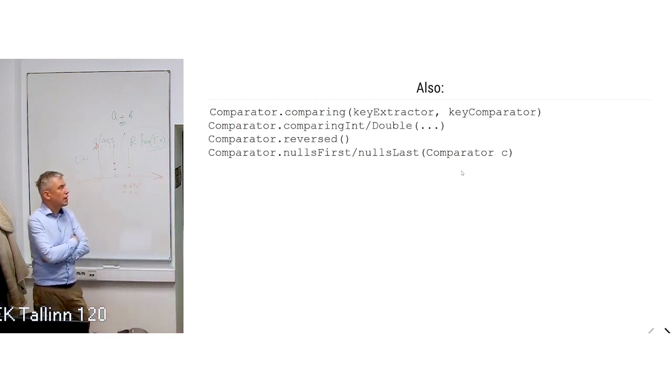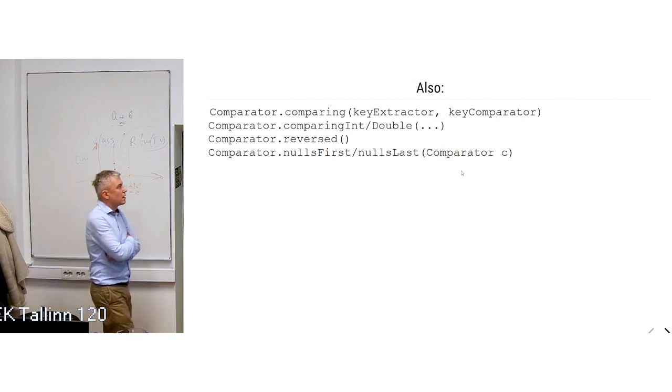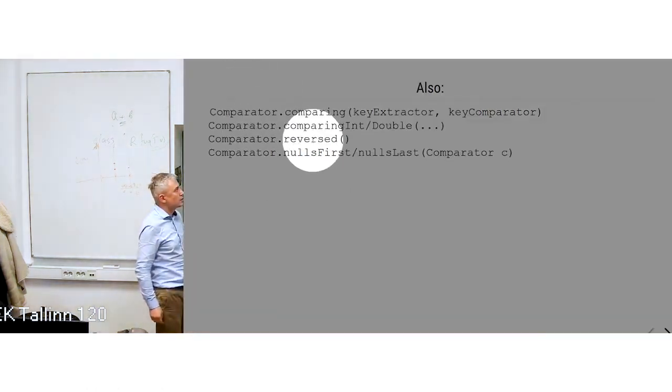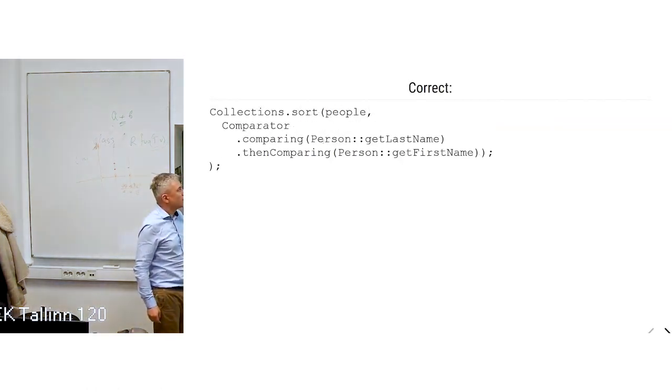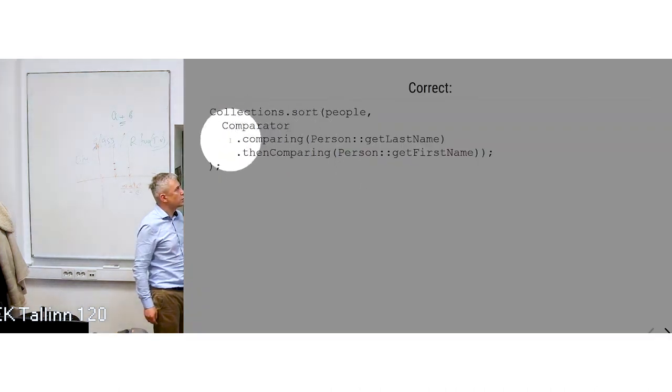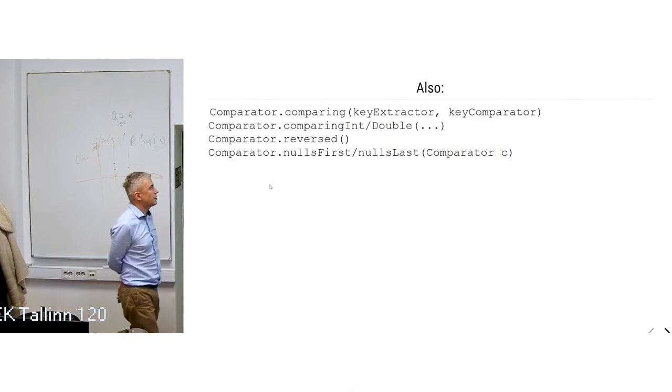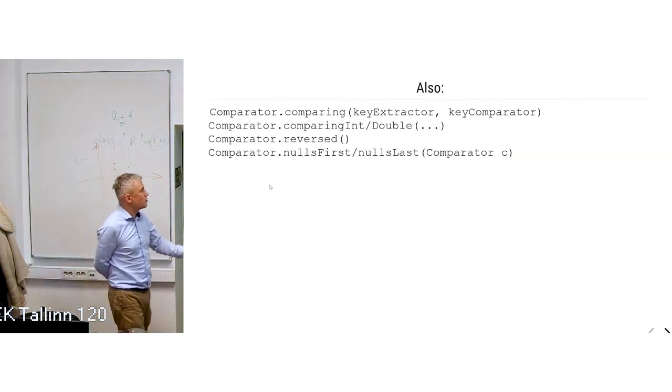So also we have comparator comparing by key extractor. Also we have comparator reversed, like the order might be reversed, so you just put dot reversed here. So I just want to sort it in reversed order. Just put reversed here, and it's like clicking in Excel. You know that there's A to Z, Z to A. So you just add reversed here, and you get what you want. So it's that easy.